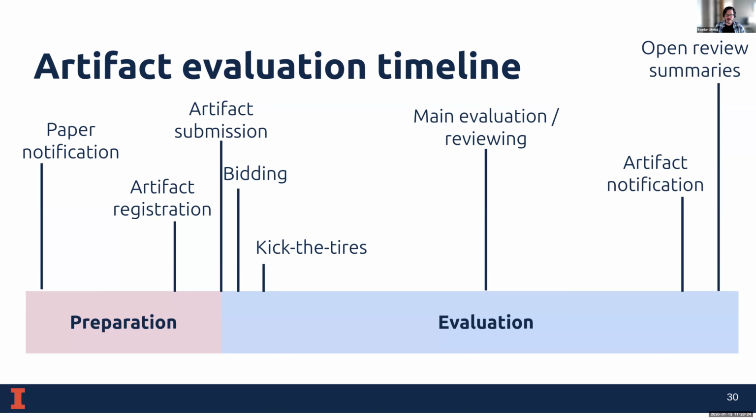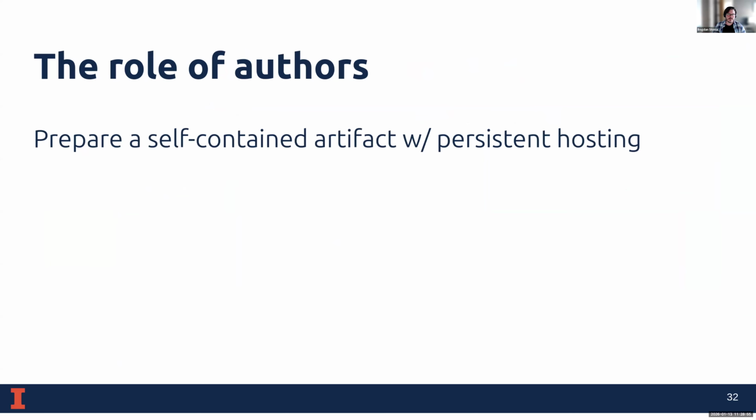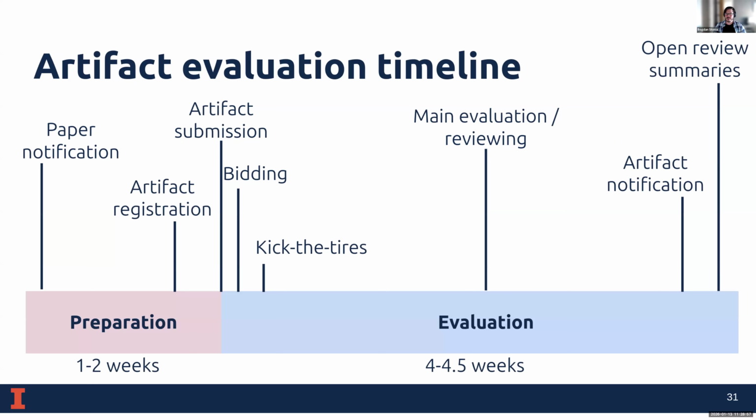Right. So it's a fairly long and complex process involving not only authors and reviewers, but also a lot of back and forth and communication between the 2 groups. Usually the preparation stage takes about 1 to 2 weeks, but the evaluation stage could take up to a month, 4 to 5 weeks, 4.5 weeks, something to that effect. Right. So in this process, authors and reviewers have different roles, but they're encouraged to talk with each other and communicate as often as possible.